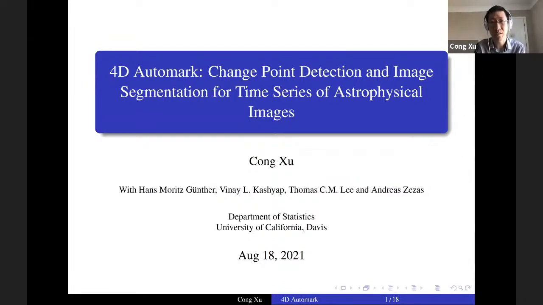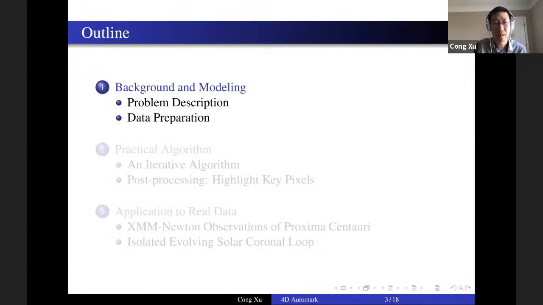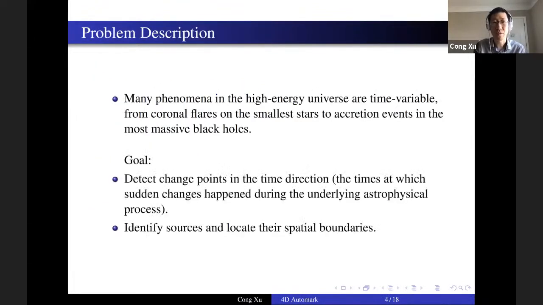It's about change point detection and image segmentation for time series of astrophysical images. So first I'd like to talk about the problem and also the data we are going to use. The motivation is pretty simple. We want to find something meaningful in some time varying phenomena. So the goal is that first we want to detect the change points. Here, the change points means the time at which some sudden changes happened during the underlying process. And also, after detecting the change points, we also want to identify the sources and locate their spatial boundaries.